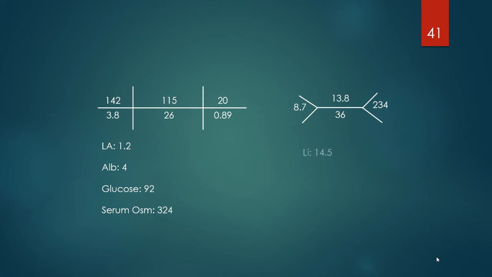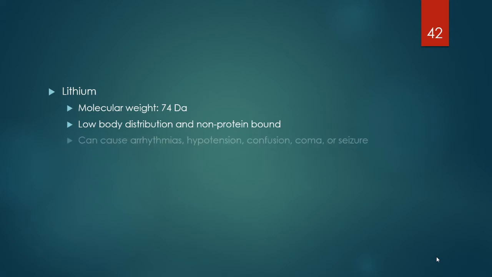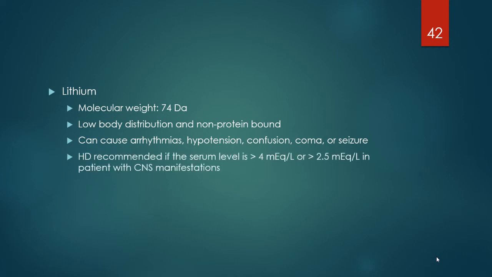All right. Somebody ordered a lithium level, which was 14.5. So it is lithium, with a molecular weight of 74 Dalton. It has a low body distribution and is non-protein bound as well. It can cause arrhythmias, hypotension, confusion, coma, or seizure as well. HD is recommended if the serum level is more than 4, or more than 2.5 in a patient with CNS manifestation.